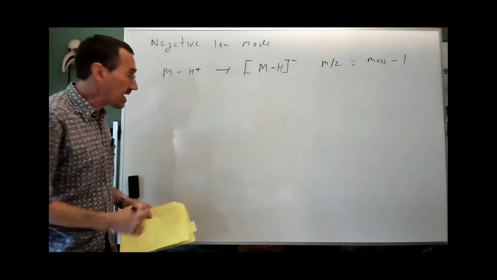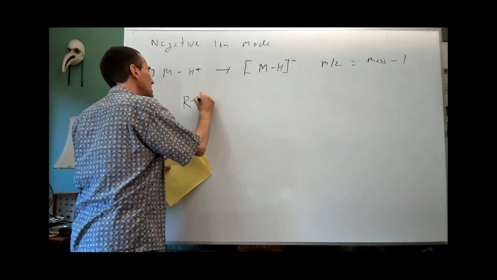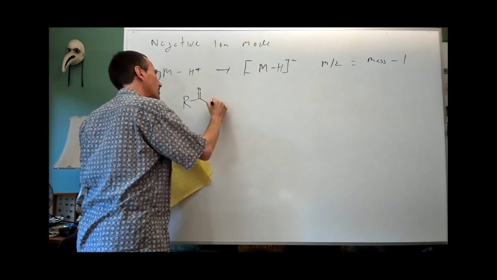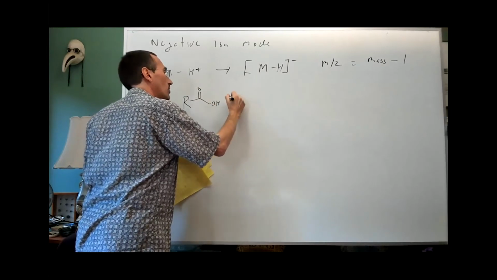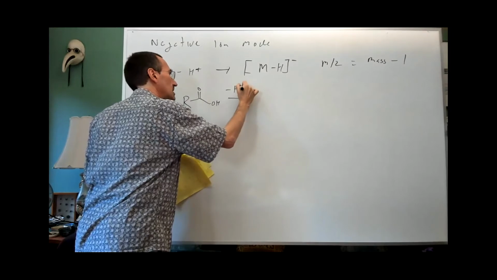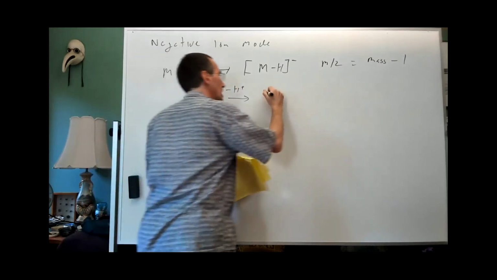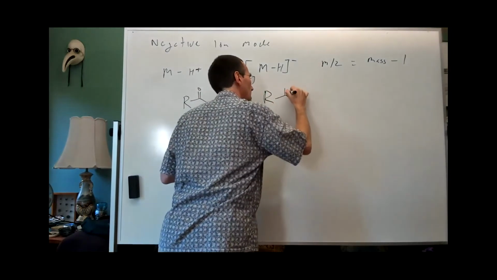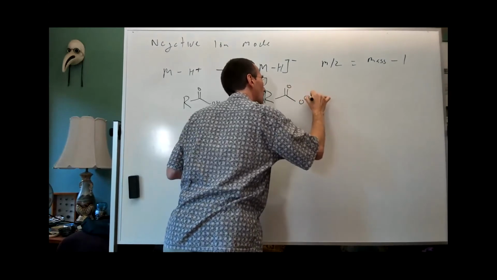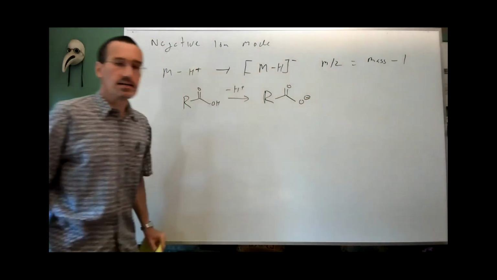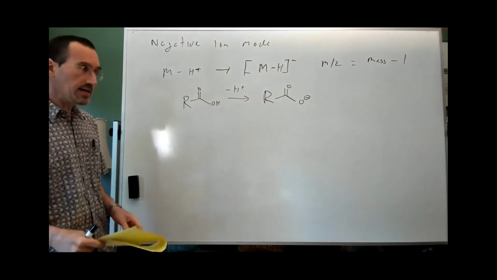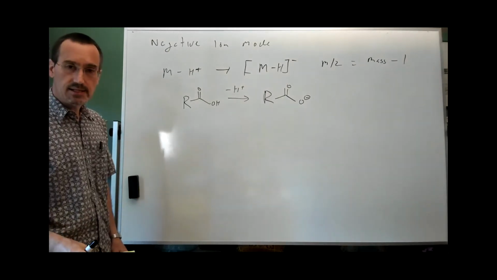What would be an example of this? Let's take a carboxylic acid, simplest example that you can think of. We have a carboxylic acid, we lose a proton, we get a carboxylate anion. Great way to ionize a carboxylic acid.